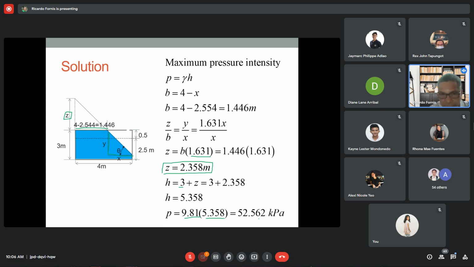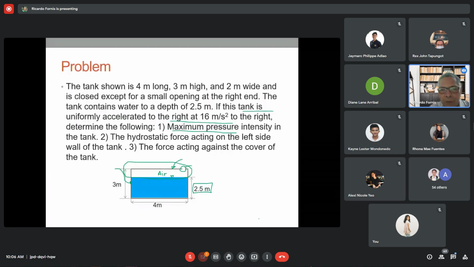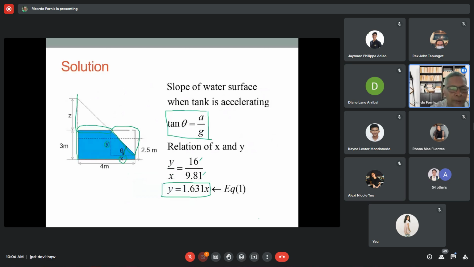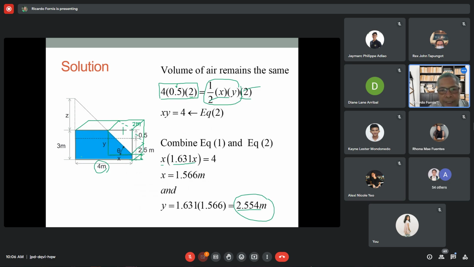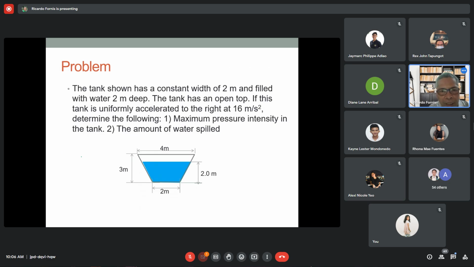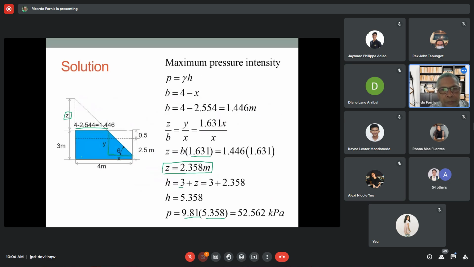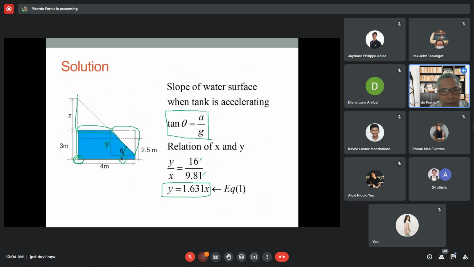Okay, there are none. So that's the answer to question number 1, the maximum pressure intensity in the tank. That will happen at this point of the tank, so this is the critical point of the tank.